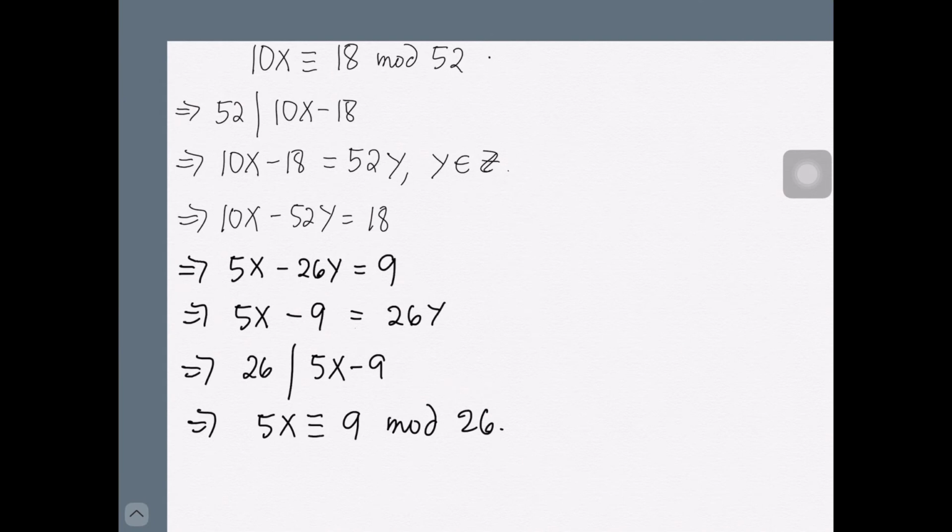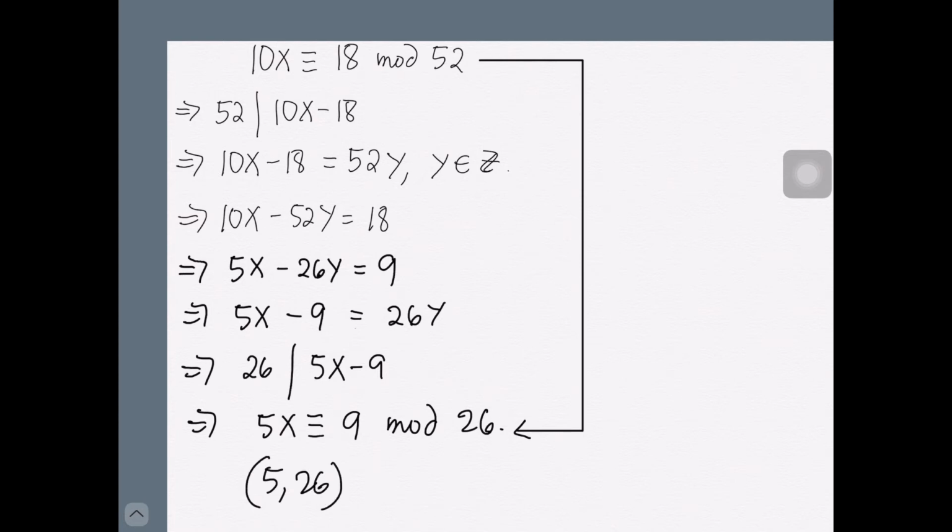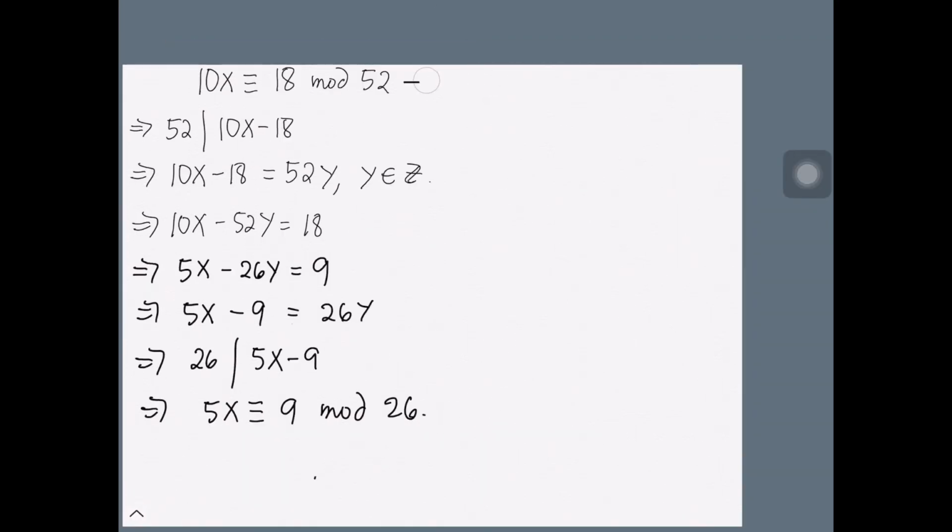Since 10x congruent to 18 modulo 52 is the same thing as 5x congruent to 9 modulo 26, we can just solve the linear congruence 5x congruent to 9 modulo 26. The method for solving a linear congruence using an inverse of a modulo m suggests that we can do this, considering that 5 and 26 are relatively prime, or their GCD is equal to 1. Hence, solving 10x congruent to 18 modulo 52 is the same thing as solving 5x congruent to 9 modulo 26.